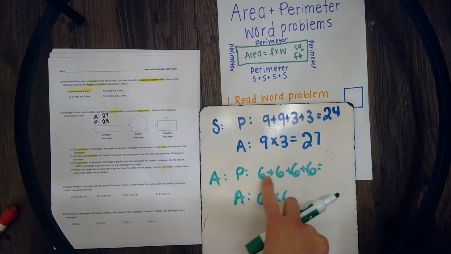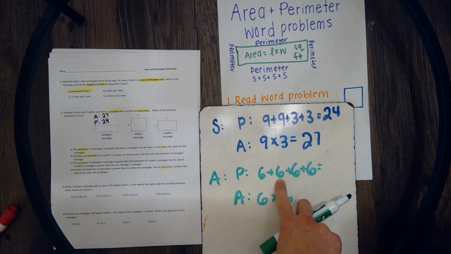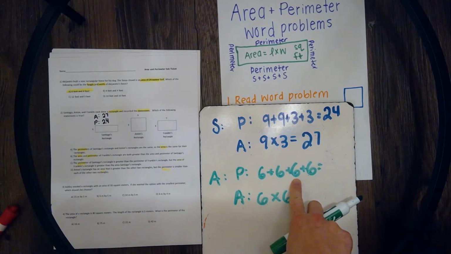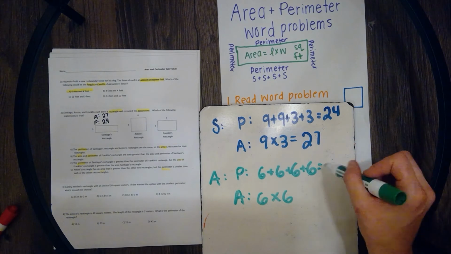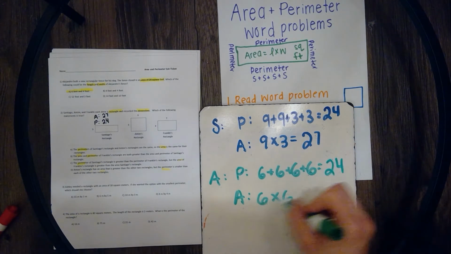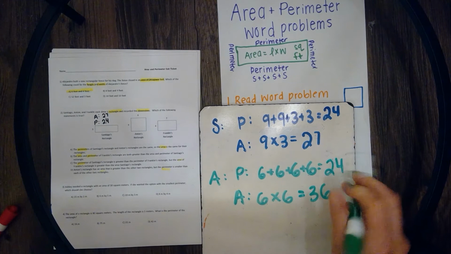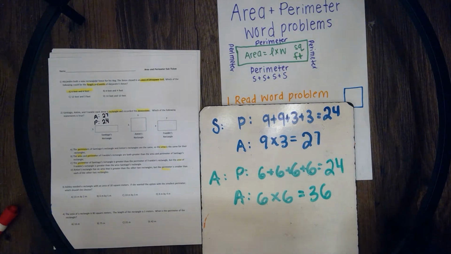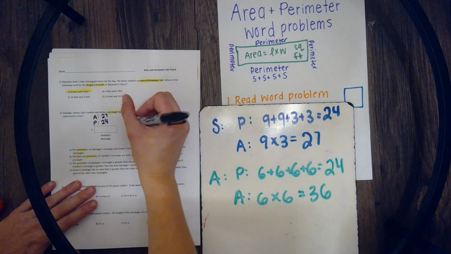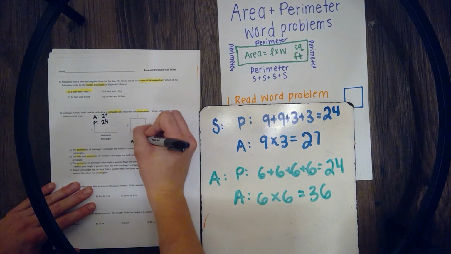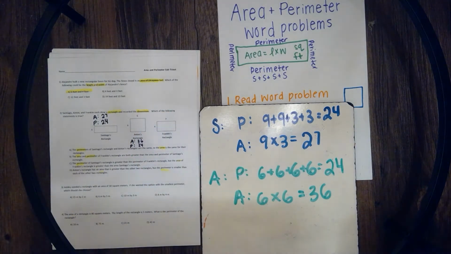So I can do 6 times 4, which would give me 24, or I can go 6 plus 6 is 12, plus 6 more is 18, plus 6 more is 24. Okay, 6 times 6, 36. Antoine's area is 36, and the perimeter is 24. All right, one more to go. We got this. Franklin's.